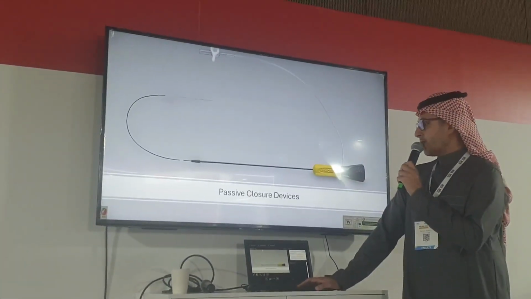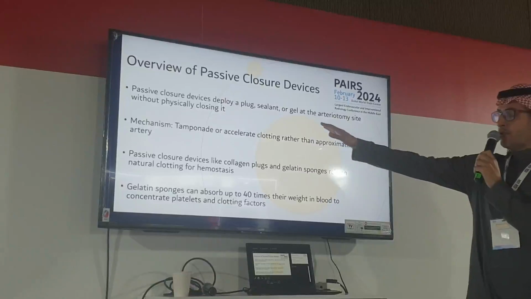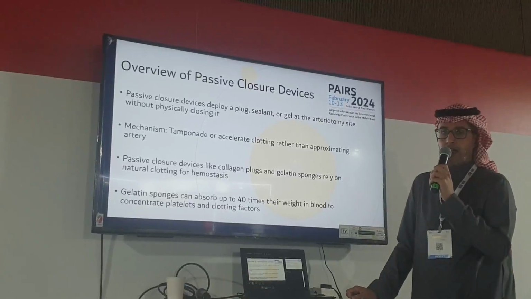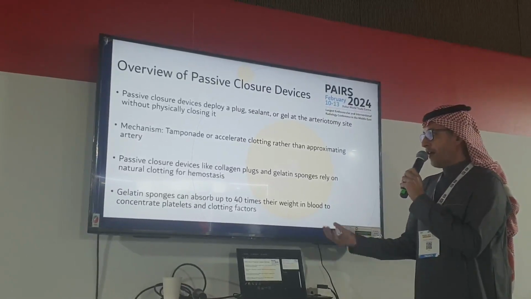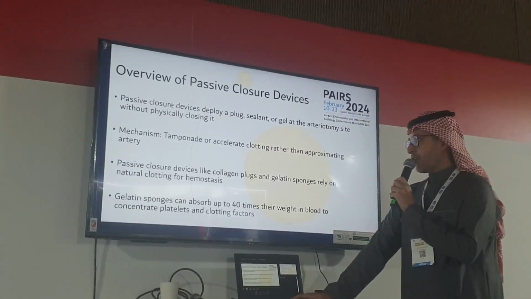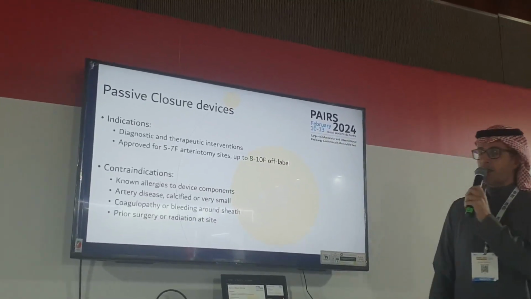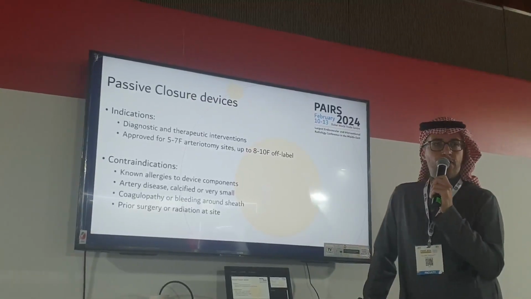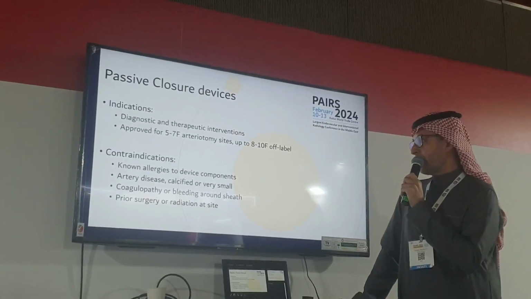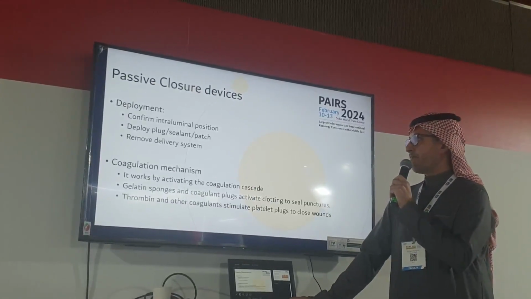So we'll talk now about the passive closure devices. With the passive closure devices, what we basically do is deploy a plug or a sealant or a gel on the site, and that will tamponade or accelerate the clotting process, and thus the patient has bloodless, hematoma-free, or complication-free access. It's indicated for diagnostic and therapeutic procedures. We usually use them for 5 and 7 French arteriotomies, and the contraindications are allergies, calcified arteries, coagulopathy, and prior surgery or radiation to the groin.